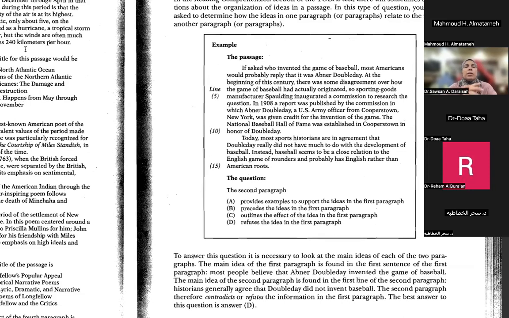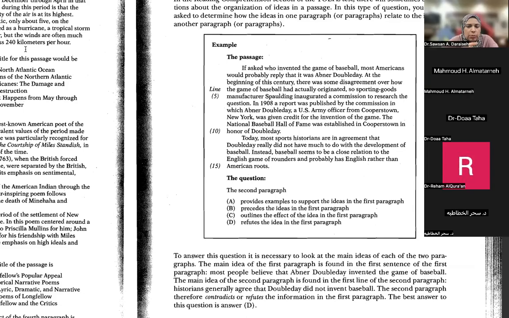Yes, Dr. Mahmoud, what do you want to say? I want to say the vocabulary is very important because I don't know the meaning of precedes and refutes. Because of that, I don't know the answer.